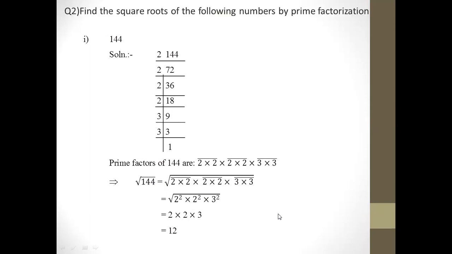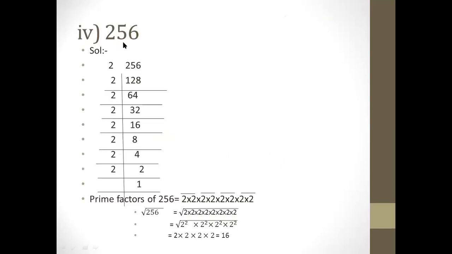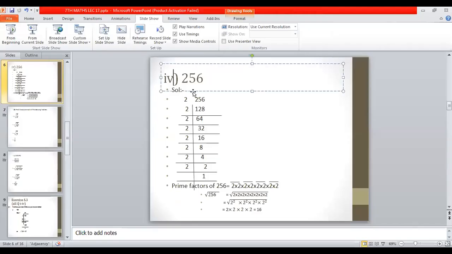Now come to the next question. Find the square root of the following numbers by prime factorization. I solve one part here; the other parts are your homework. You will do them by yourself. Sorry, this is the second part. The third and fourth parts are your homework. This is not the fourth part; this is the second part. The second part is 256.